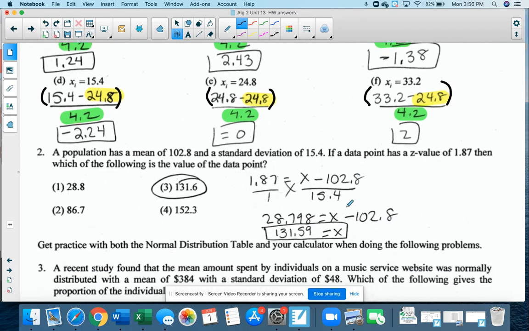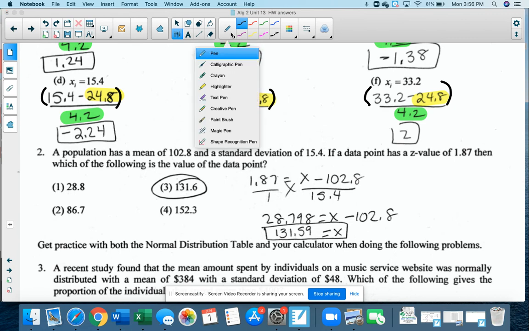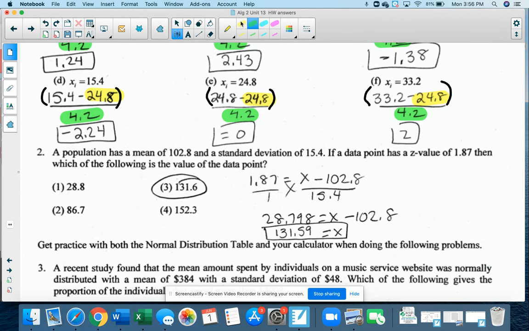Okay, 2. A population has a mean of 102.8 and a standard deviation of 15.4. So this is my mean right here, 102.8. I'm still using my formula, dividing by my standard deviation. The difference is I don't have my score. That's what I'm trying to figure out. I actually have the z-score, but I don't have my data score. I don't have my x. But I still use that same formula.